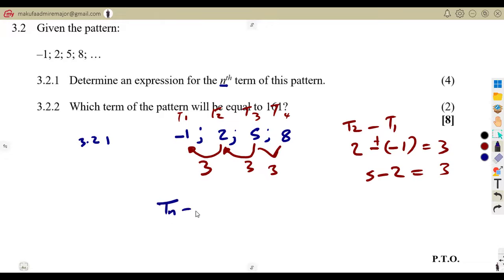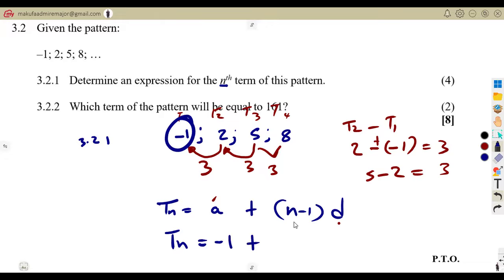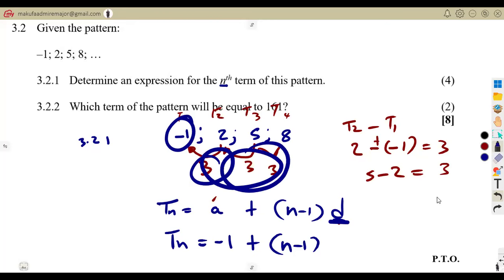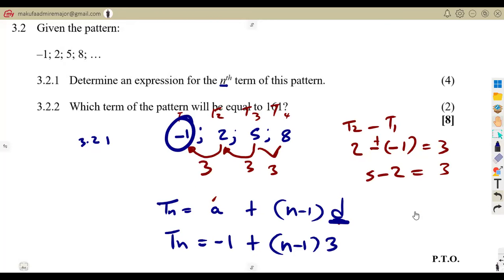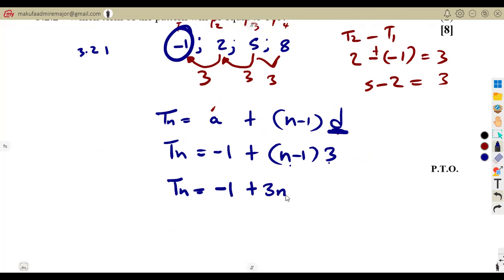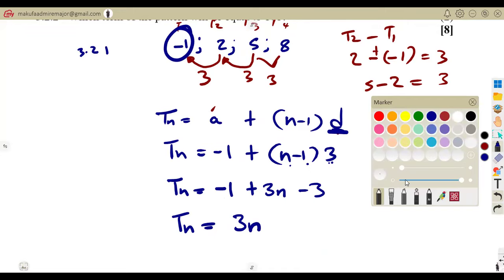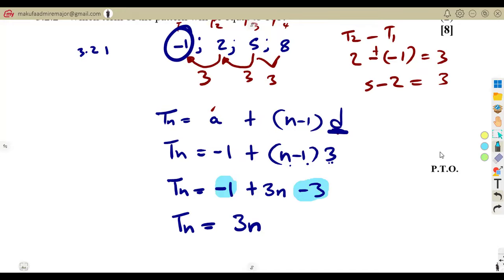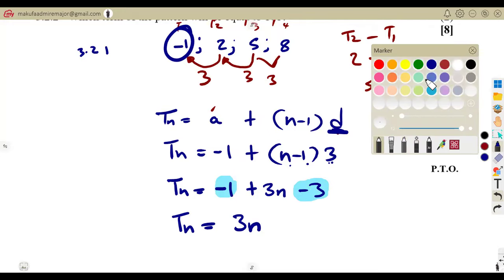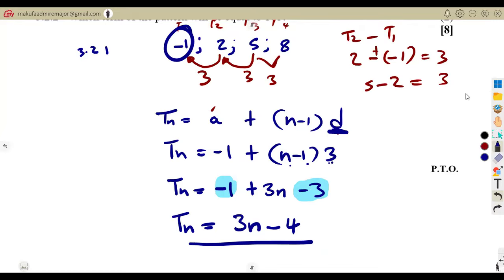That's a linear pattern. So therefore, Tn was supposed to be given in the form of A plus n minus 1 times D. Meaning to say, the first term A is minus 1 plus n minus 1 times D, the difference of 3. So that's your Tn. Expand: plus 3 times n, which is 3n, negative 3. Collect the like terms, the negative 1 and the negative 3, which is going to give us a negative 4. So Tn is equal to 3n minus 4.